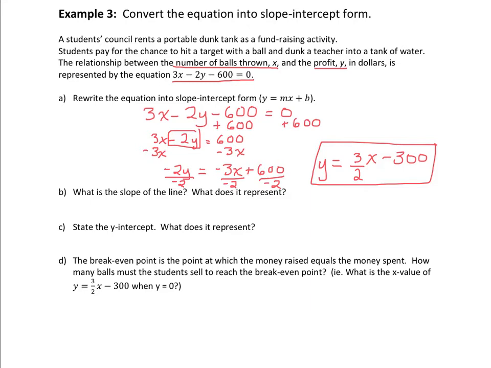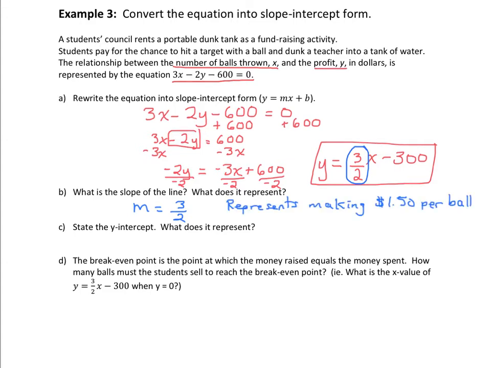Part B asks us to identify the slope of the line, and what does it represent? Well, we can get the slope out of the equation that we just rearranged. The slope is the coefficient of the x variable. So the slope, or m, is equal to 3 over 2. It represents the slope of the line, or the rate of change. And it means that it costs $1.50 per ball. The slope is positive because there's money coming in.